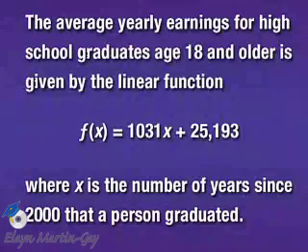The average yearly earnings for high school graduates age 18 and older is given by the linear function f(x) = 1,031x + 25,193, where x is the number of years since 2000 that a person graduated.